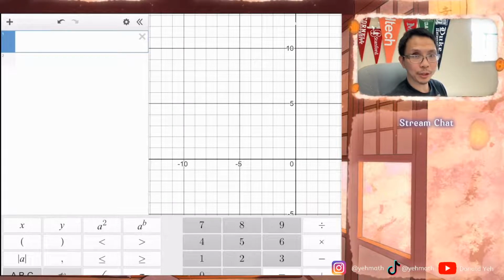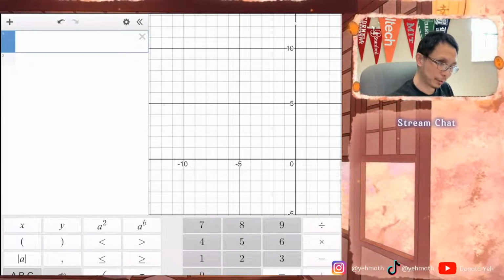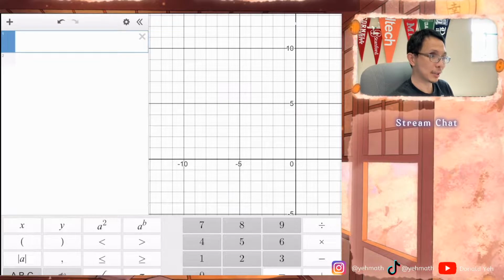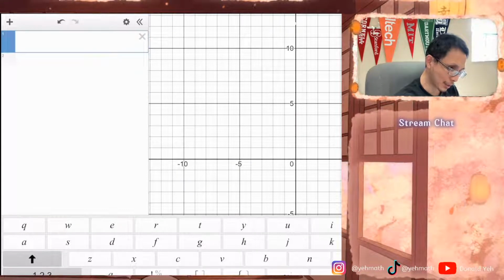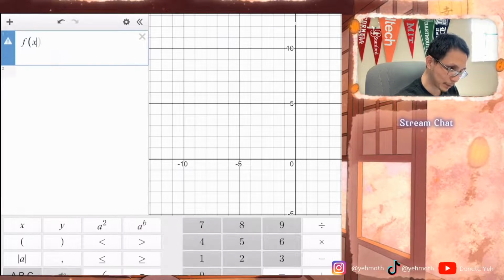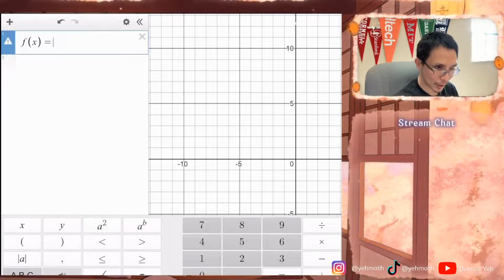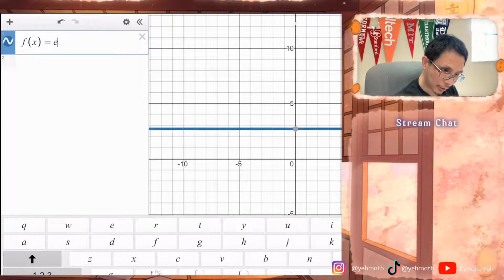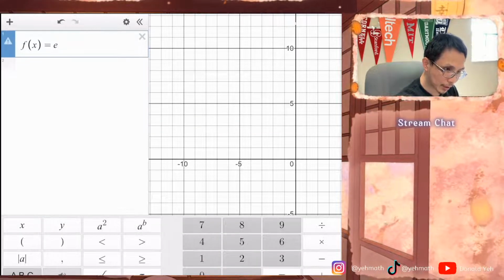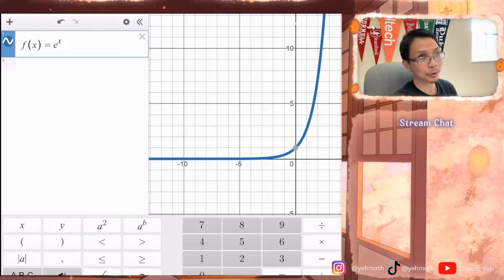Okay, guys, I'm going to show you something very important, and it's really easy to miss. So pay attention, okay? It's going to happen so fast, in the blink of a second. So f of x equals e to the x, okay? What we're going to do is show you the derivative.